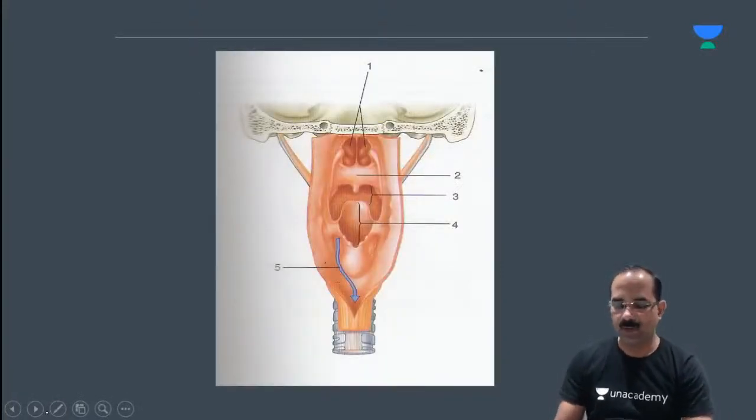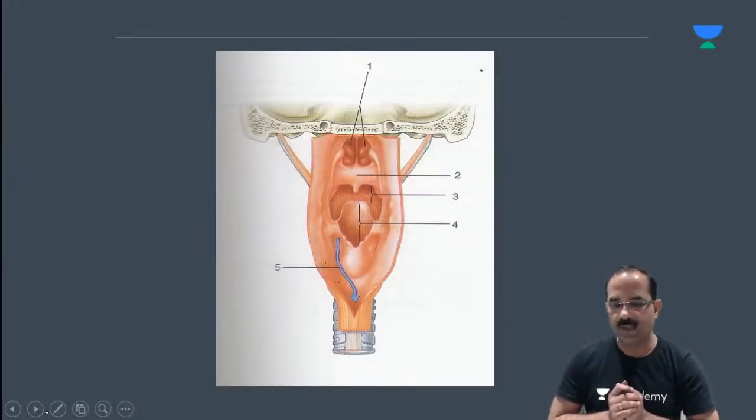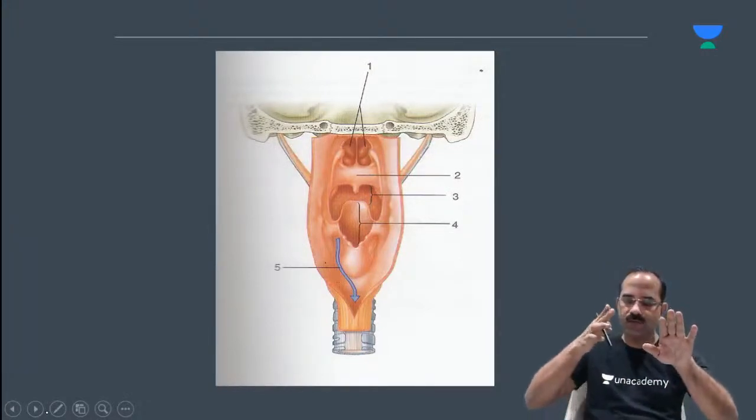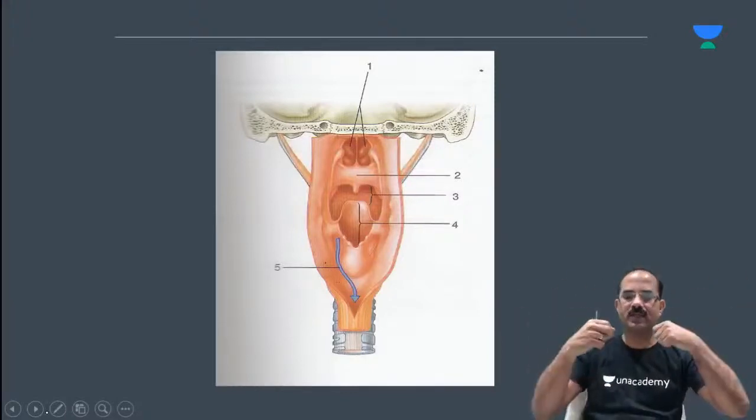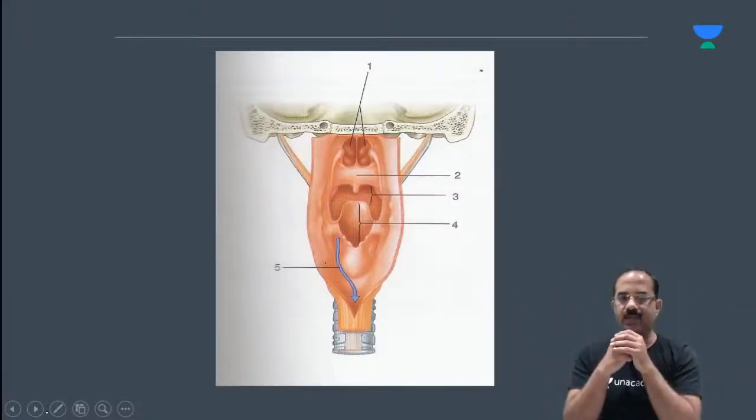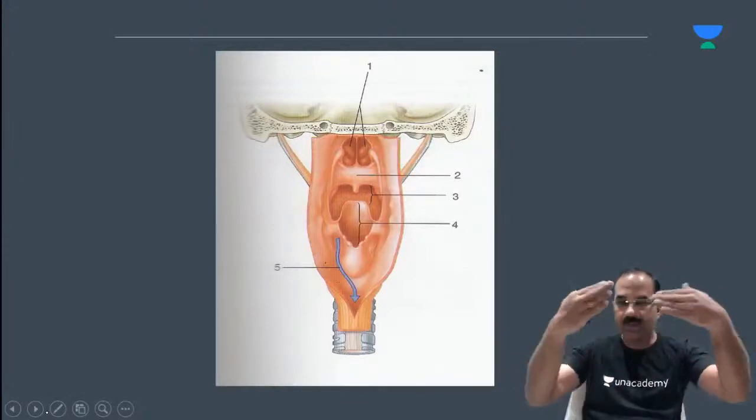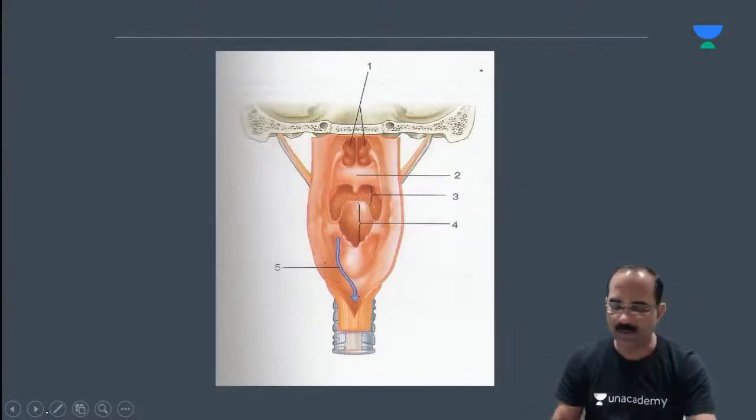Tell me, students, what is this view? Where are you looking this slide from? What have we cut? We've cut the pharynx from behind and we have opened the pharynx. This is a view from the back side. We have cut the pharynx from behind and we have opened the constrictor muscles of the pharynx.